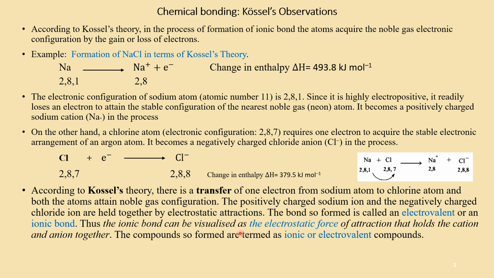According to Kössel's theory, there is transfer of one electron from the sodium atom to the chlorine atom as shown above, and both atoms attain noble gas configuration, that is neon and argon. The positively charged sodium ion and the negatively charged chlorine ion are held together by electrostatic attraction. The bond so formed is called an electrovalent bond. Electrovalent bond is an ionic bond. Thus, the ionic bond can be visualized as the electrostatic force of attraction that holds the cations and anions together. The compounds so formed are termed ionic or electrovalent compounds.